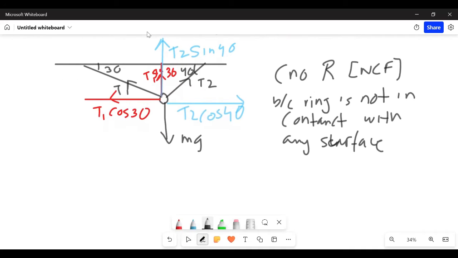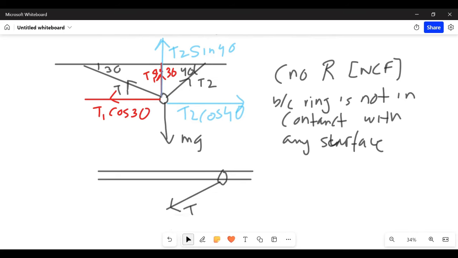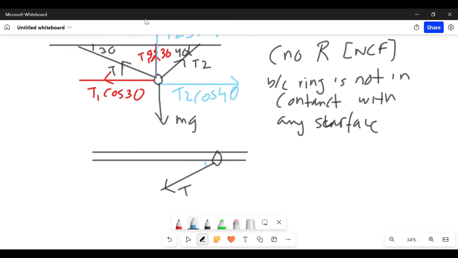Okay. Then you might get a case like this, that there's a rod and there's a ring, and there's a pull in this direction. Let's say this is T and this is, let's say, 30. So then the components would be this component, which is the opposite component, so T sine 30. And this one is going to be the base component or the adjacent component, T cos 30.